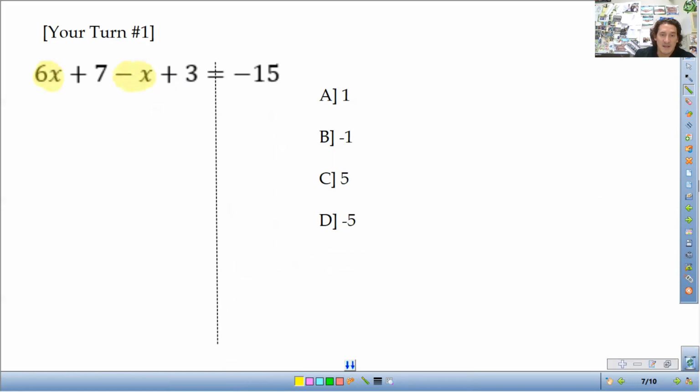6x minus x. Then it's positive 7 and a positive 3. So 6x minus x. Remember, there is a 1 in front of that x. So 6 minus 1 is 5x. 7 plus 3 is 10.